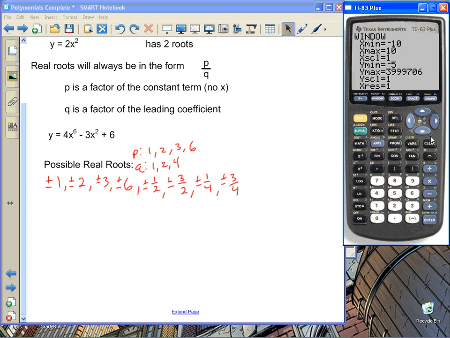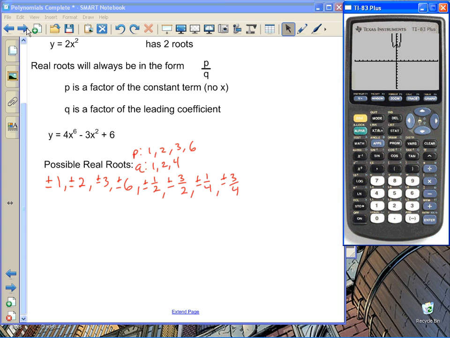I guess I'll make it a little bigger so it's more noticeable. Let's make it negative. It's still not big enough. Let's add some more zeros on here. I've got 1, 2, 3, 4, 5, 6, 7. Okay, so it's never actually crossing my x-axis. So this one has no real roots. Okay, that's as close as it gets.